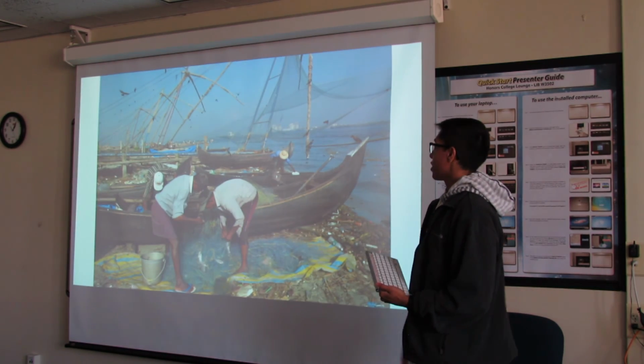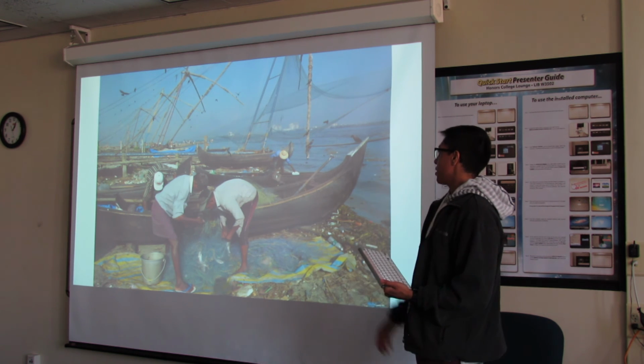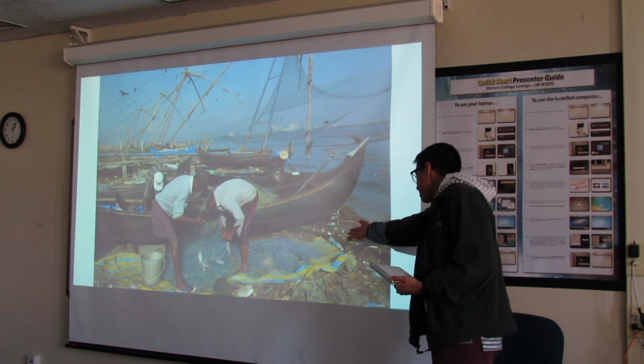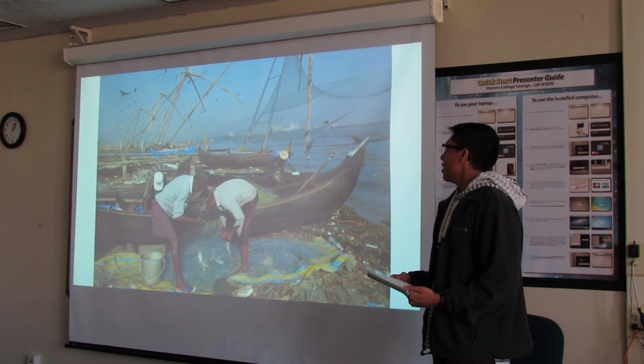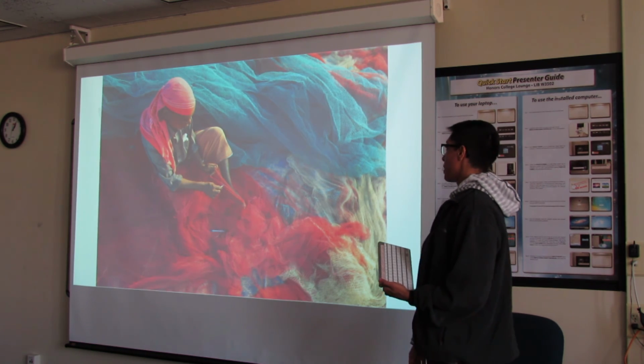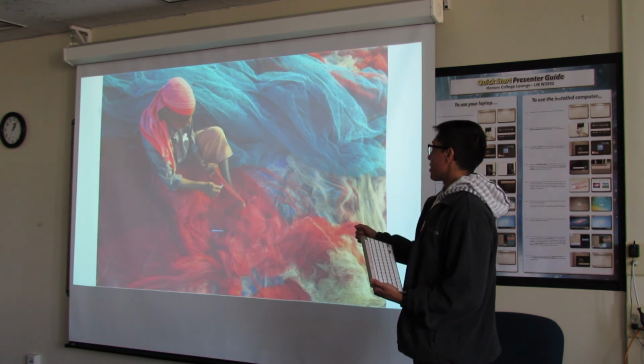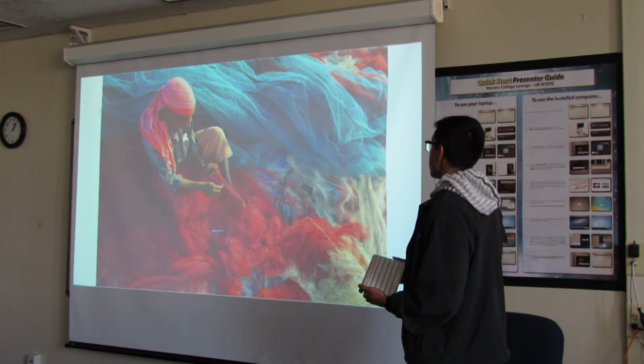And this is an image from Kerala, India, of fishermen collecting their catch, and you can see there's plastic everywhere in the ocean. And here there's another man from Kerala. He's repairing his net that was damaged by plastic.